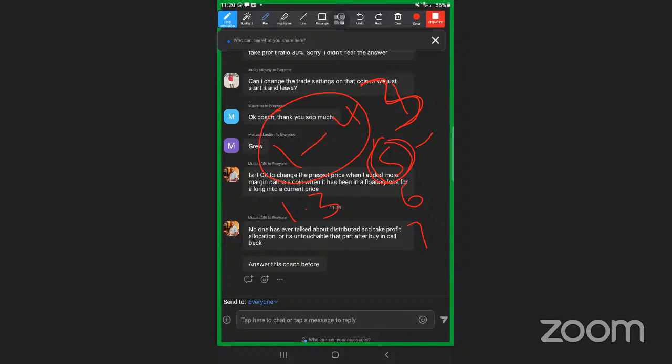Are we together? So this is what we call distributed take profit allocation. It is the setting for the take profit of margin calls 5 to 10. Normally, we don't open there because it is default. It is default. You don't change anything there. So even if you open, what are you going to do?